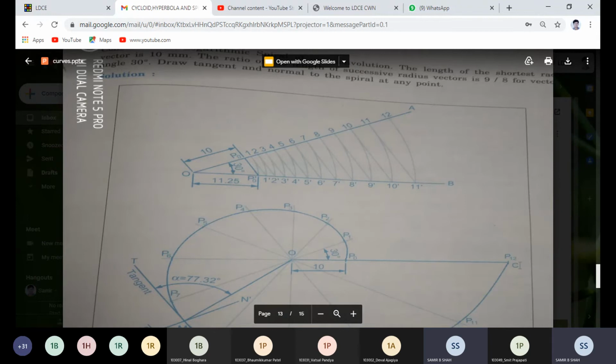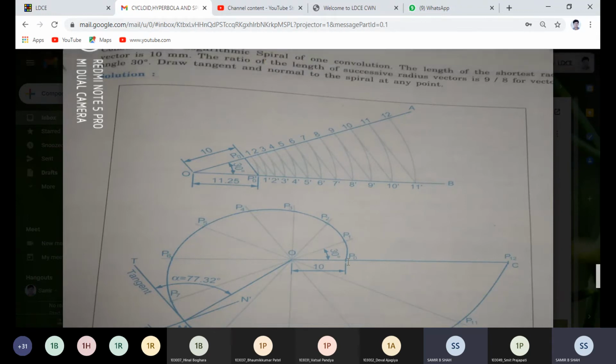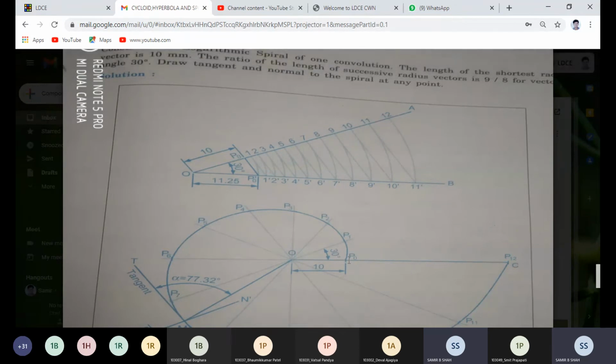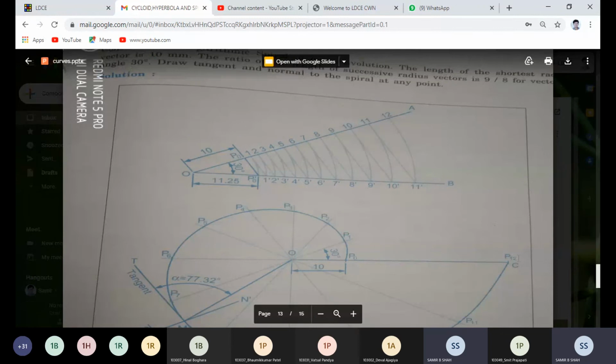Mark the point P0 on the line OC at 10 mm from the point O. Just as it is 10 mm here, we have to repeat the same here, 10 mm from the point O. The length OP0 is equal to the length of the shortest radius vector, that is 10 mm. Mark the point P12 on the OC line. Okay, so this is our P0 point and this is the end point P12.